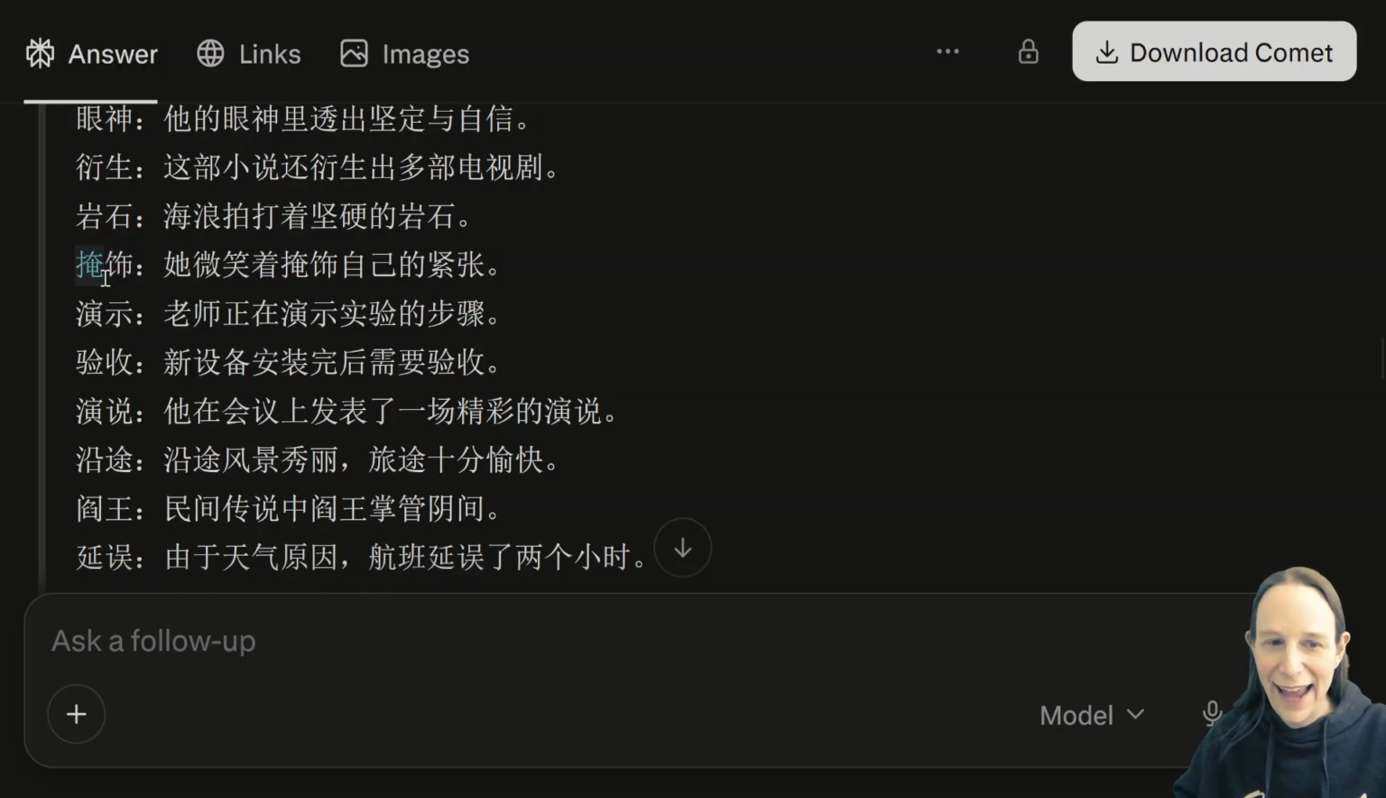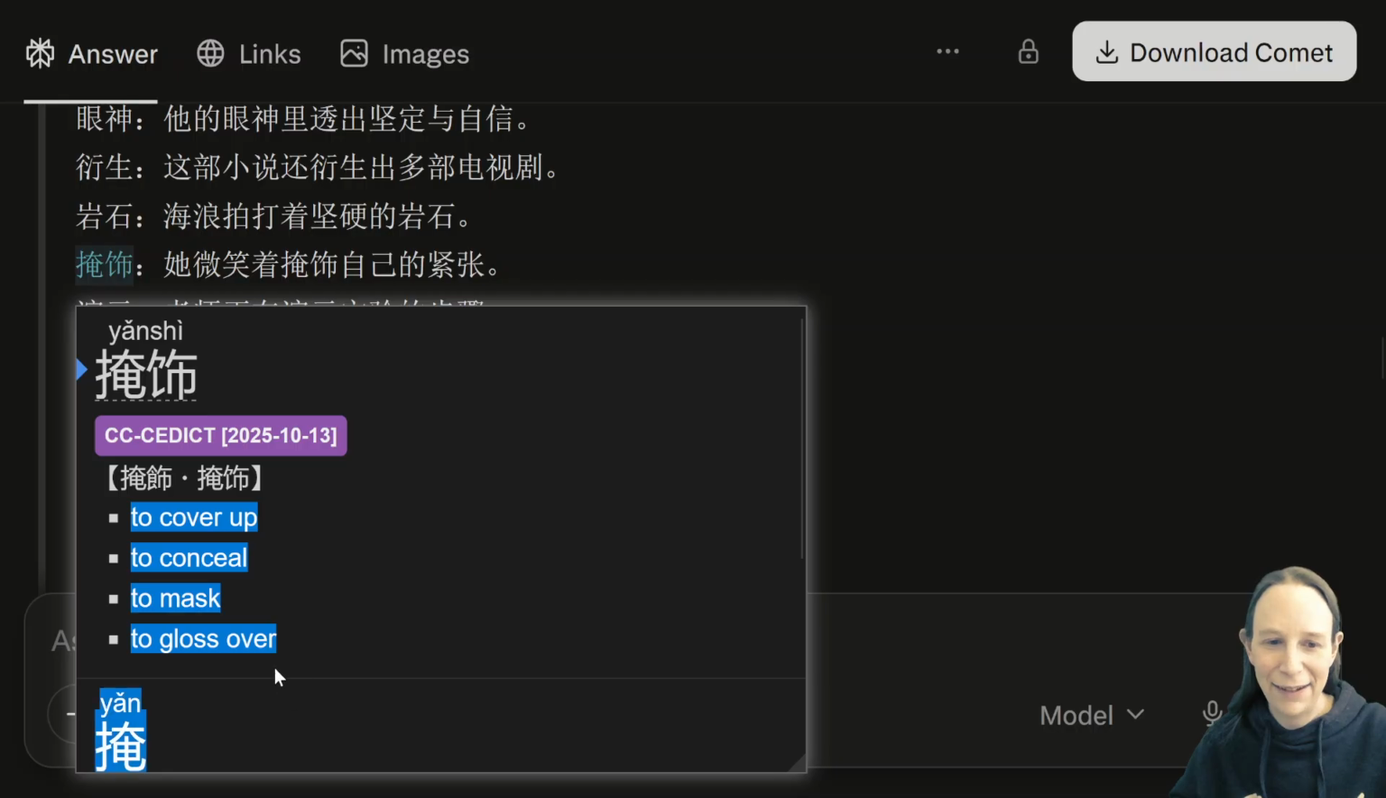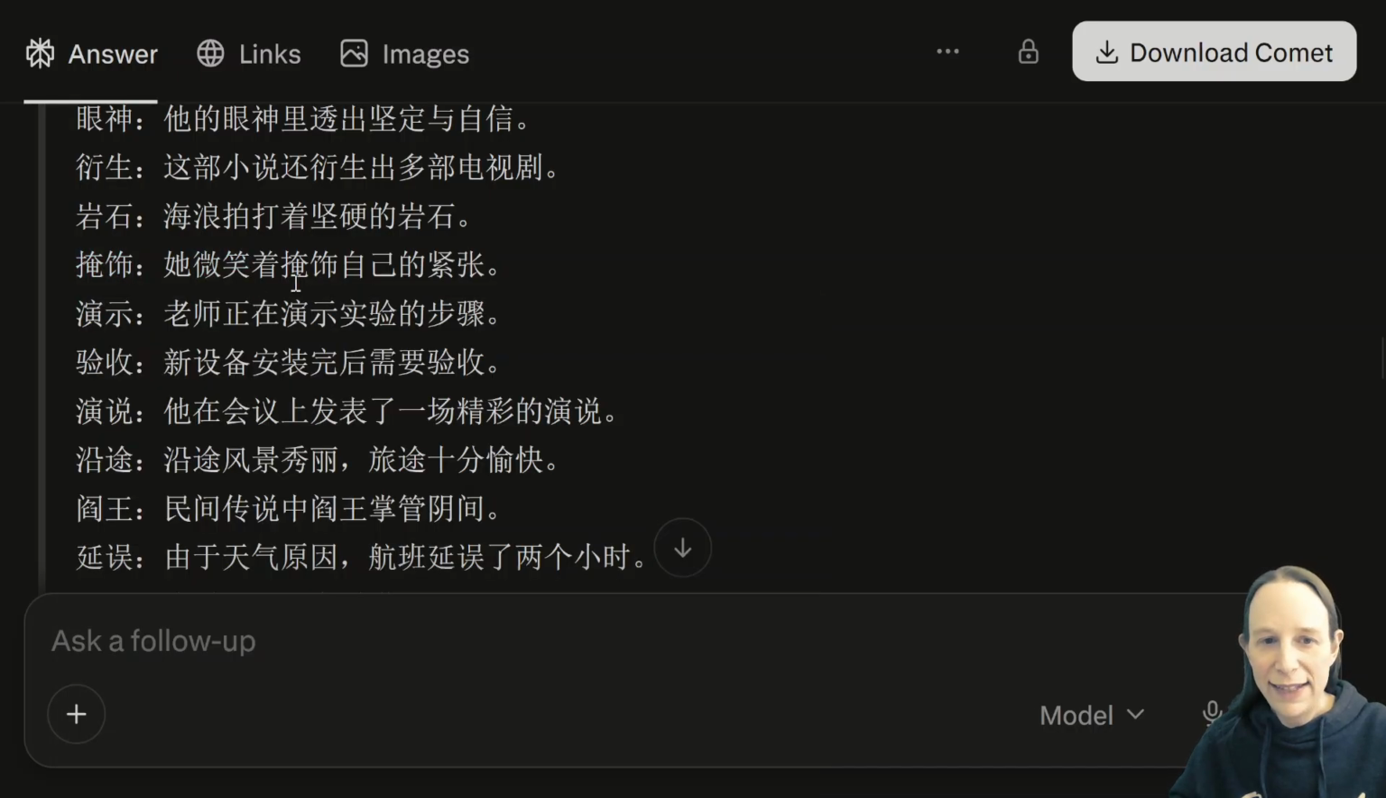Yan shi. Oh yeah, we've seen yan before like 3 times already. So fourth tone, yan shi. Shi kind of means decorate, right? Or adorn. So yan shi, it's like cover up through decorating, is it? Yeah. 他微笑着掩饰自己的紧张.